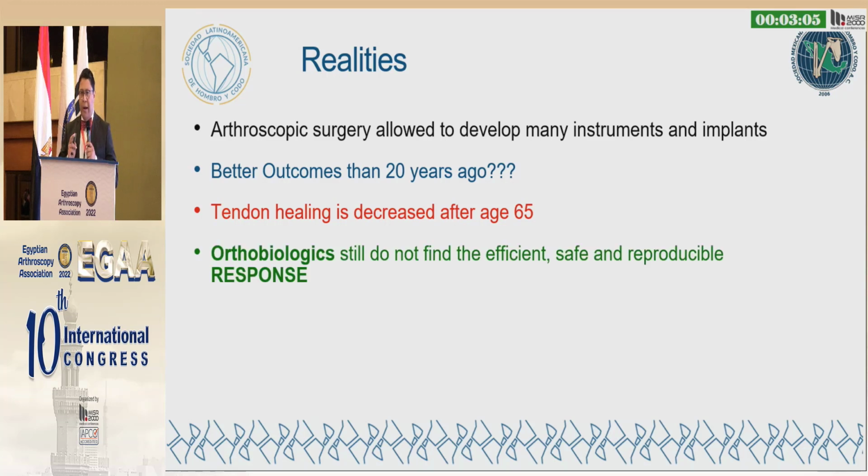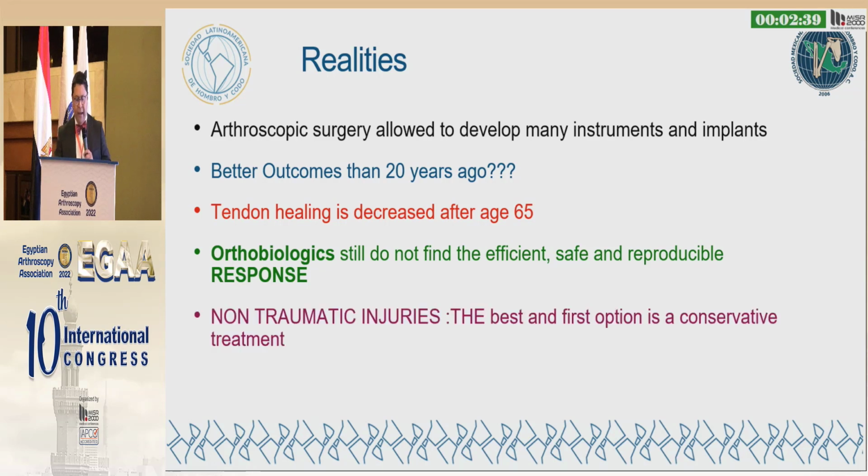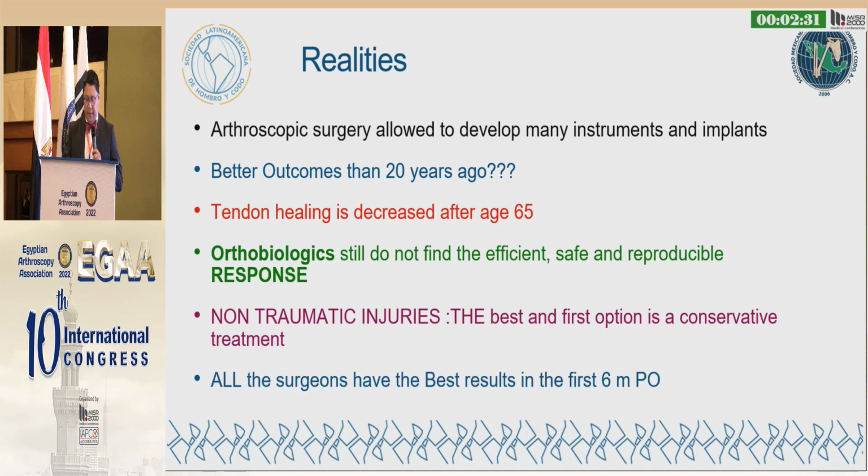Orthobiologics is a good part of medicine. It's a really interesting part of medicine, but it still does not find an efficient, safe, and reproducible response. There is no product that I can use on my patients and reduce the failure rate 50% of the time. The healing rate is the same. We can talk about different cells, different products, different whatever, but we cannot get the healing response. And be careful, in non-traumatic injuries, the best and first option for me is a conservative treatment.